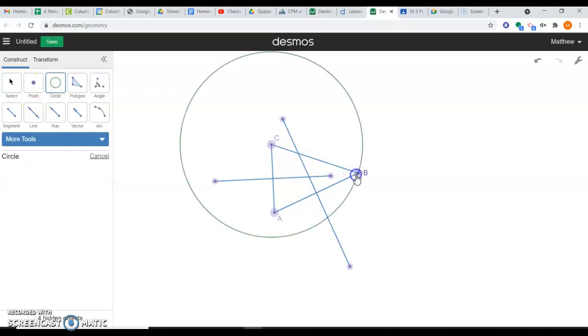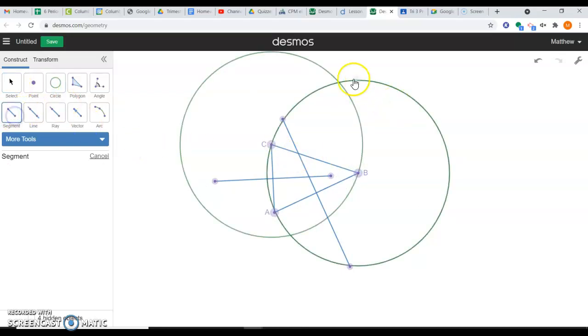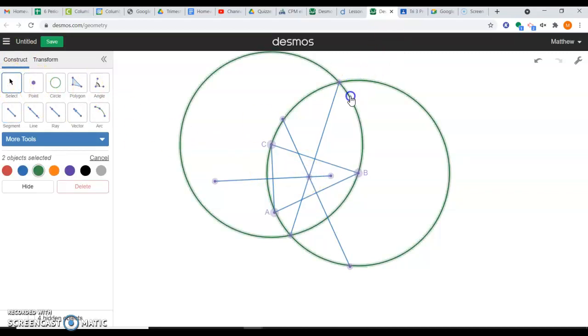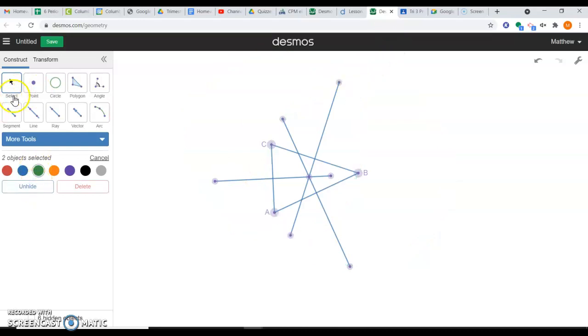CB here, connecting those, and we will draw a segment through there to there, and we can see a point of intersection. That point of intersection right there is my circumcenter. Let's hide some of this other stuff, and we'll click here. We'll label it so we know that it's the circumcenter.